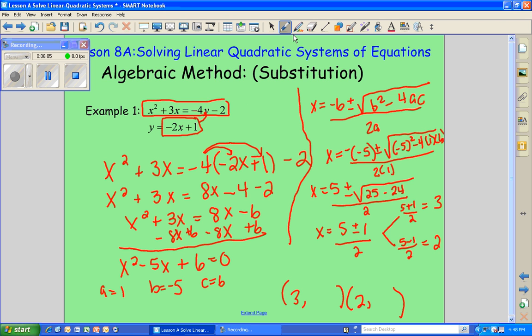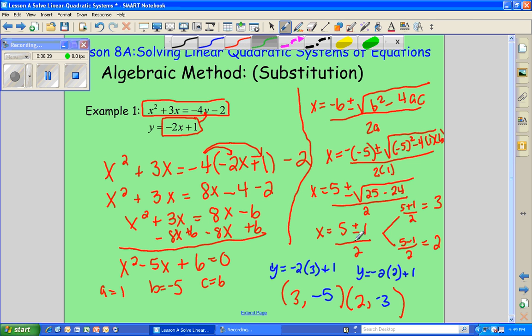I need to figure out their y values. And the way I go about getting their y values is I come back to this equation right here, where y equals negative 2x plus 1. So I'm going to fill in the x with 3: negative 6 plus 1, which is going to give me a negative 5. And then I'm going to do it again with this other x. That's going to be negative 4 plus 1, which is negative 3. So I have two solutions to this problem.